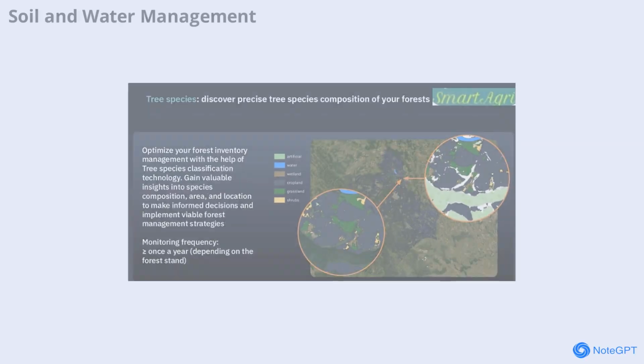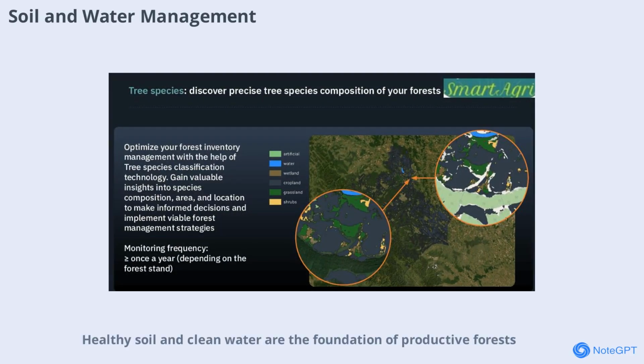Healthy soil and clean water are the foundation of productive forests. Soil management involves preventing erosion, maintaining fertility, and protecting soil structure. Water management ensures streams and rivers remain clean and flow naturally.